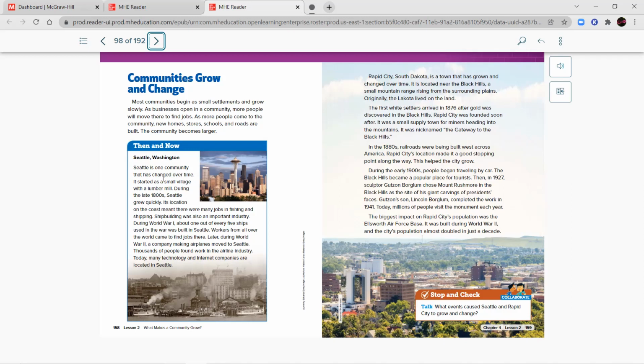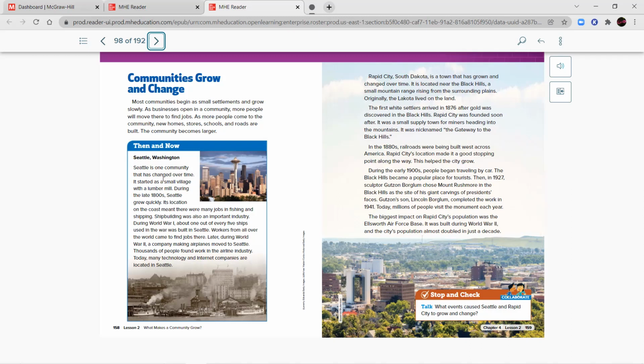During World War I, about 1 out of every 5 ships used in the war was built in Seattle. Workers from all over the world came to find jobs there. Later, during World War II, a company making airplanes moved to Seattle. Thousands of people found work in the airline industry. Today, many technology and internet companies are located in Seattle.